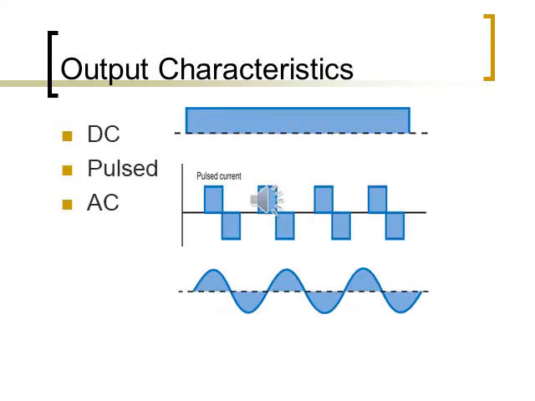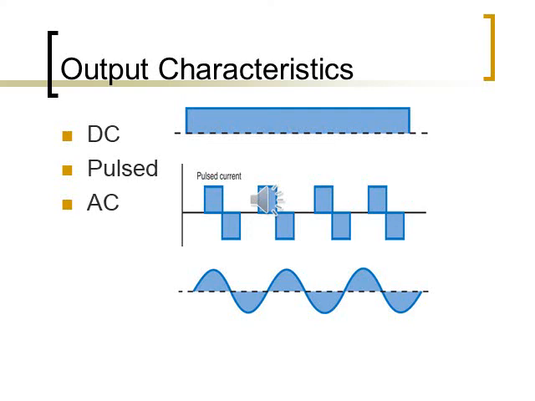Again, looking at our output characteristics, these are the three basic forms that we have. They were all pictured in the beginning. Your direct current, or DC, is a continuous flow in one direction. When you look at the top there, you see it on top of the line, so this would be a positive DC current if we were to describe it. It's a continuous flow, and there are no interruptions in the current flow.